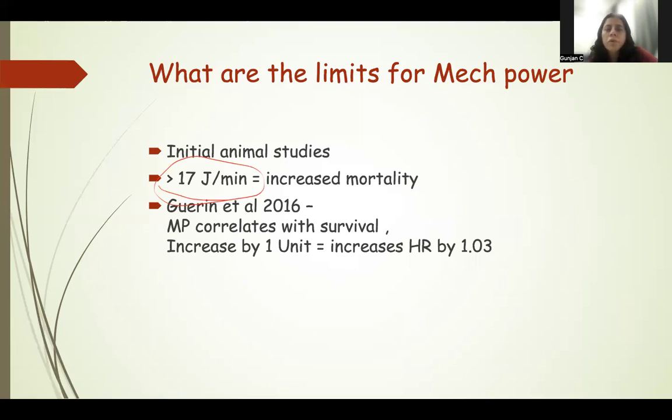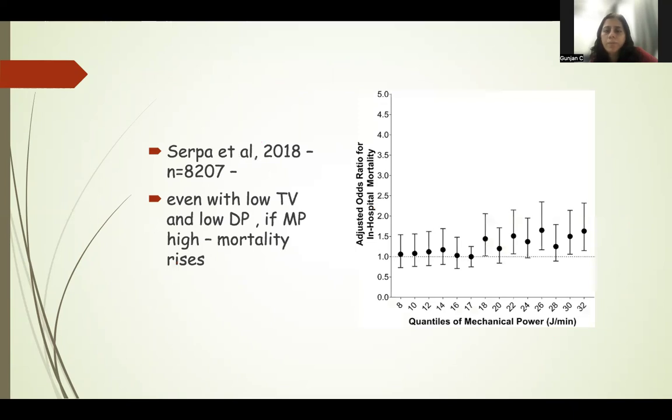In 2016, Gurin did another study at a similar time, and he found that yes, mechanical power does correlate with survival. Every time you increase the mechanical power by 1 unit, that is 1 joule per minute, you increase the hazard ratio by 1.01. You are increasing the mortality proportionately beyond the number of 17. So we have to limit our mechanical power to 17 joules per minute.